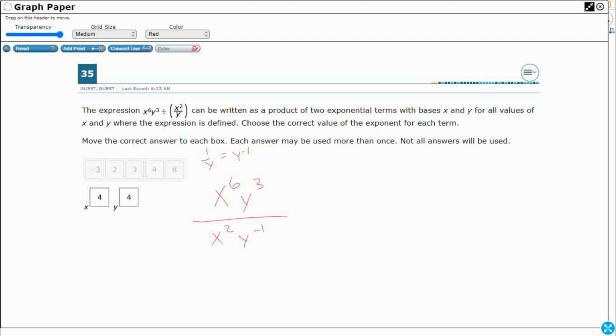All right, now I'm going to use my quotient property to let me subtract these. So that's going to be x to the 6 minus 2, and then y to the 3 minus, and then I've got a negative 1, which ends up being the same thing, x to the 4th, y to the 4th. So those are just 2 different ways to solve this problem.